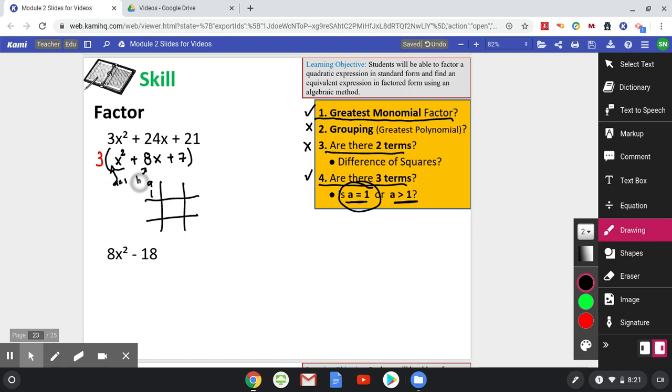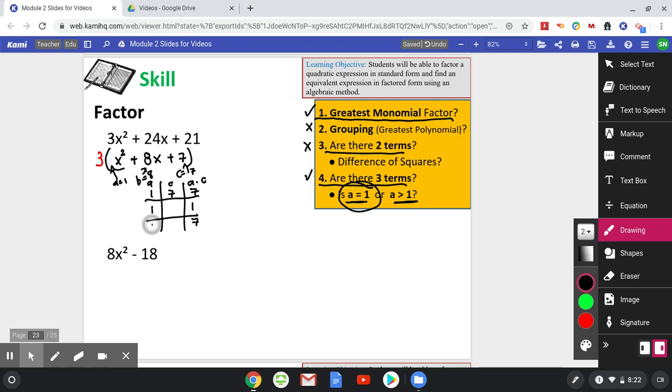b is 8, c equals 7. So here's 7. This one is a times c. 1 times 7 is 7. I need to find two numbers here that when I multiply them, I get 7. And when I add them, I get 8. 1 times 7 gives me 7. Those add up to 8.